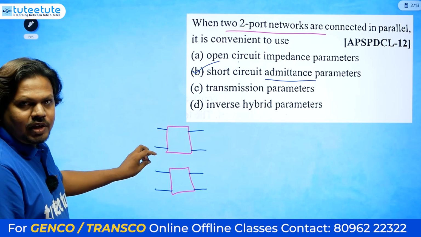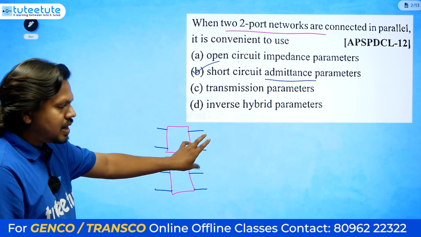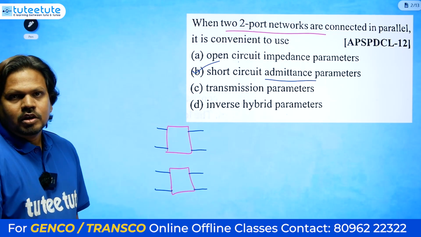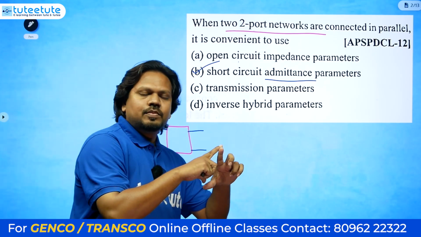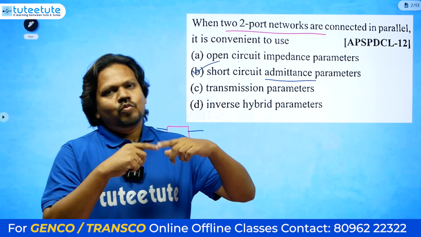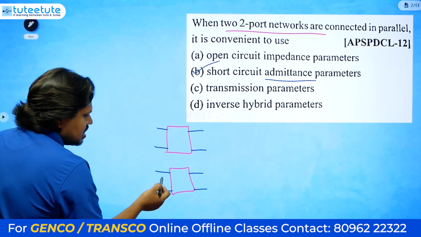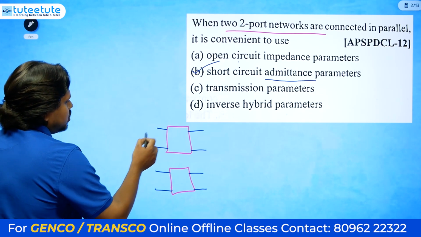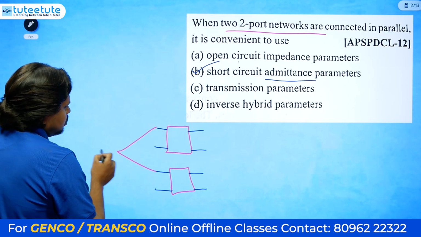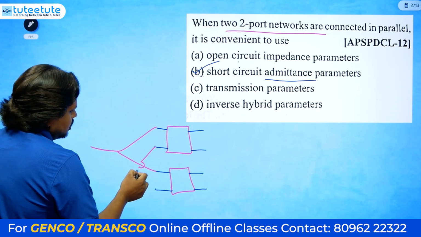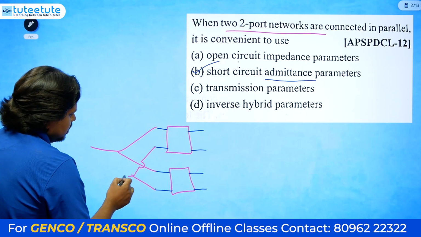Input side has to be connected in parallel, output side also has to be connected in parallel. So whenever two resistors are connected in parallel, the voltages must be the same, right? That means if this voltage is equal to this voltage, how is it possible? If you connect these two like this, okay, and if you connect these two also like this.